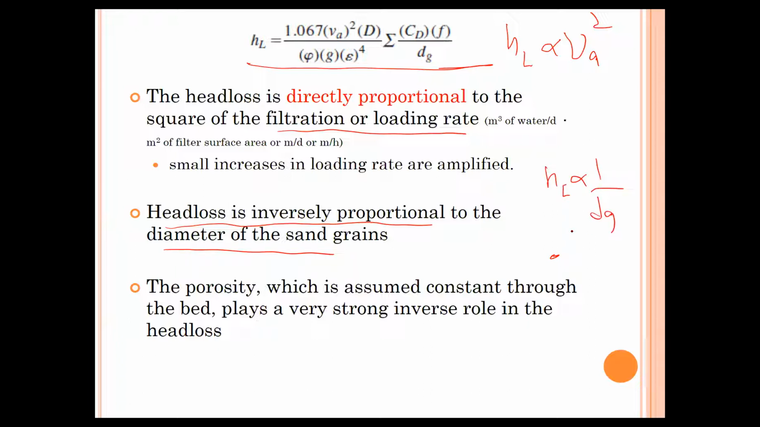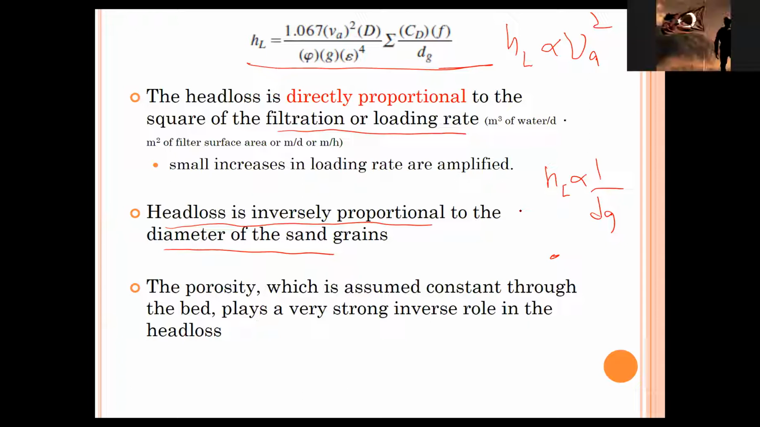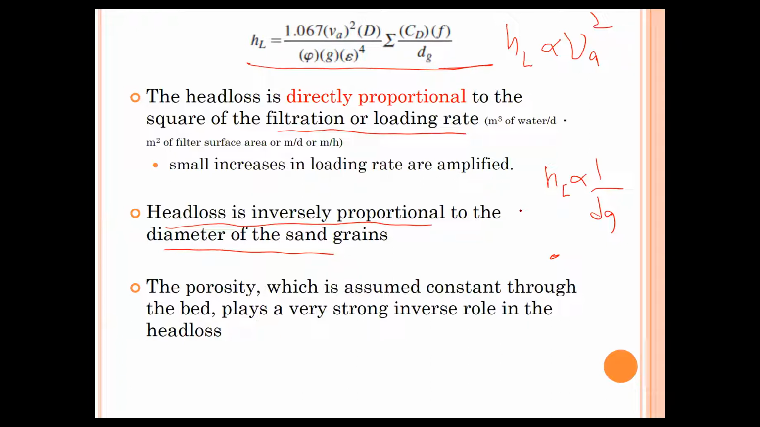If you keep all other things constant, you can see head loss is inversely proportional to the grain size. It means that if you increase the grain size, the head loss will decrease. If you decrease the grain size, the head loss will increase. This is logical, right?